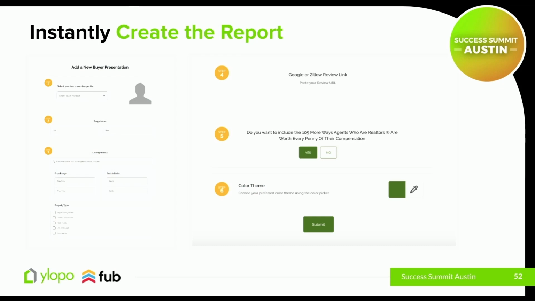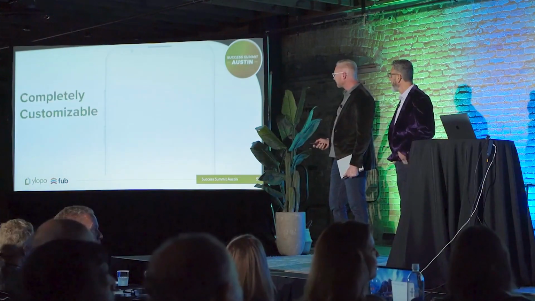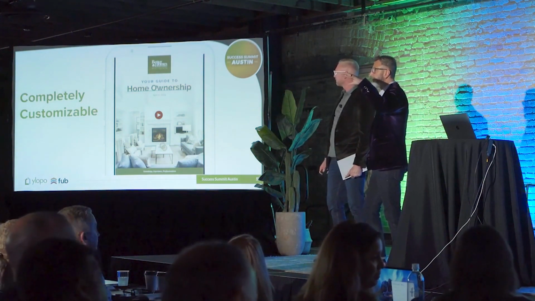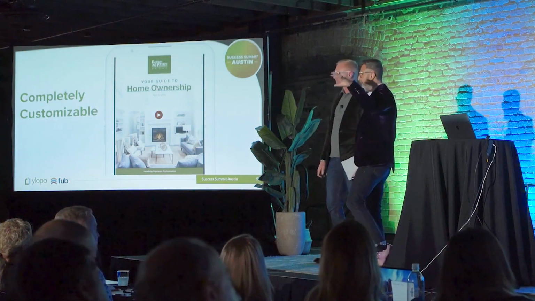Instantly creating the report is going to look something like this, where you put in the buyer's presentation, their name, their search parameters, because that's going to be relevant in a moment. Your Zillow link. If you have a Zillow account, you can pull in your reviews automatically from Zillow. You're going to be able to choose: do you want to add the article by the Realtor Association that says the 105 ways agents who are realtors are worth every penny? What your color theme is. And automatically on that too, it's going to pull in your color theme, logos and everything from your branded site, just like it does on everything else.